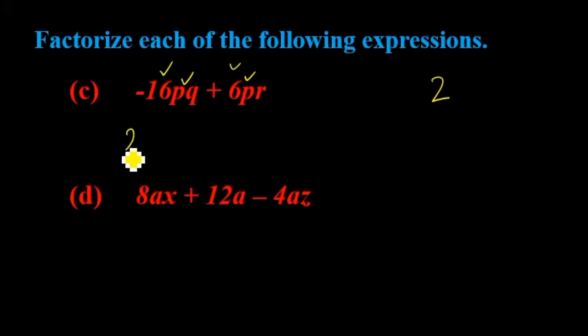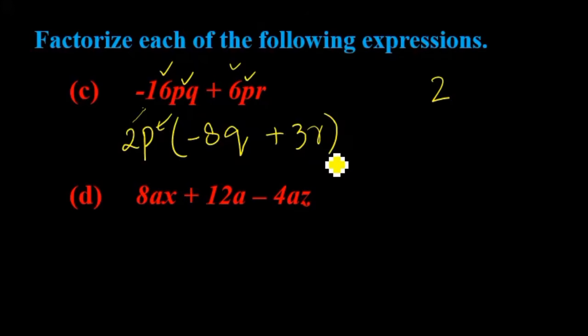So how many 2s make 16? 8. Minus remains there. P is taken out. So only q is left there. And how many 2s make 6? 2 3s are 6. And p is taken out. So only r is left there. So this is your factorized form.